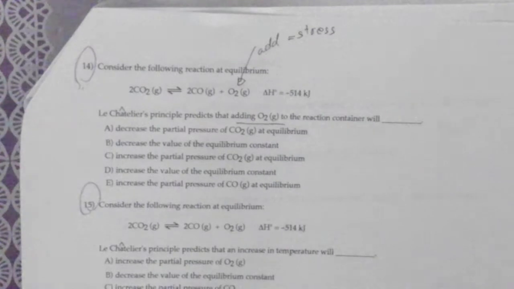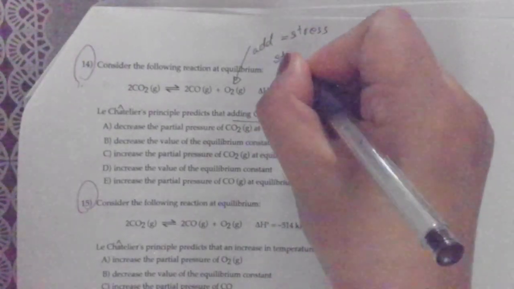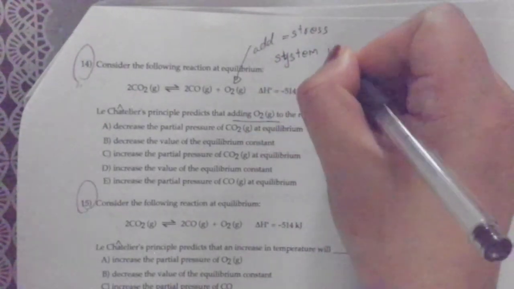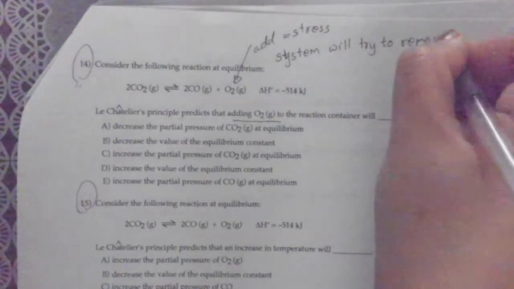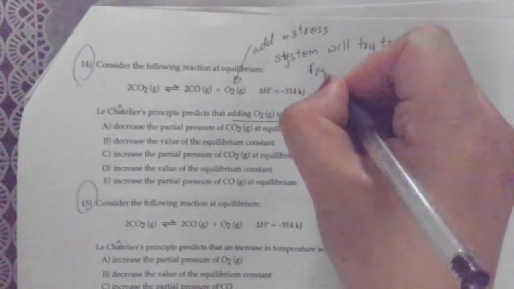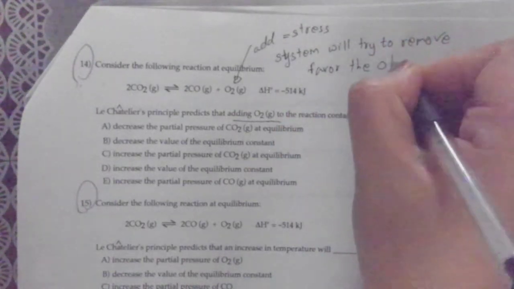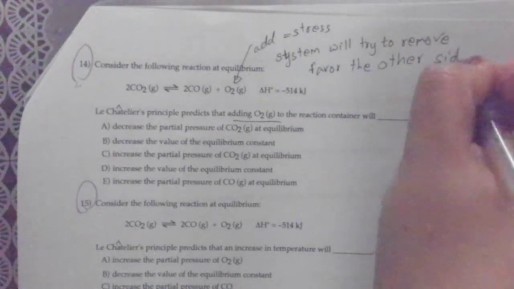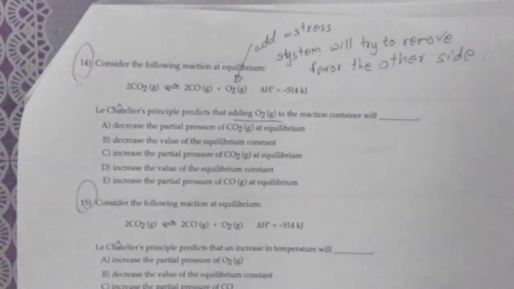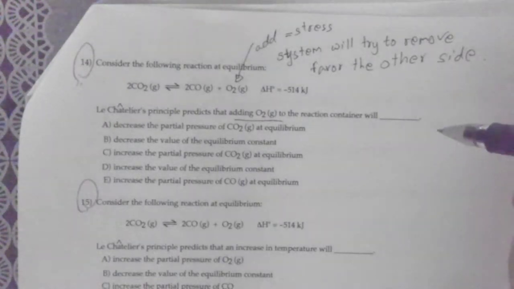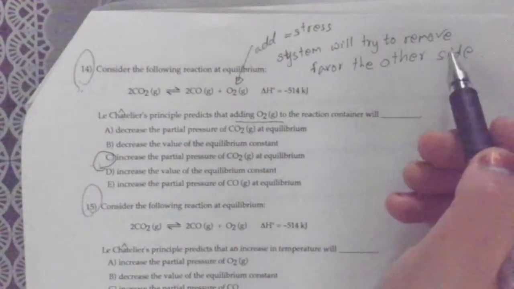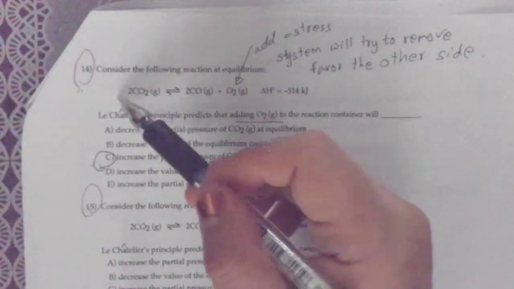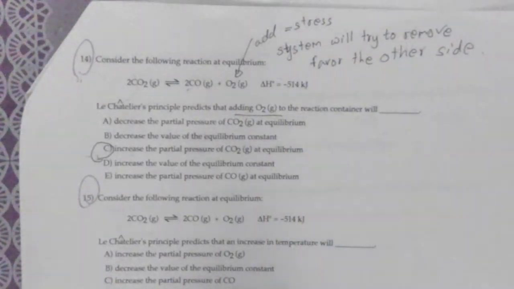Okay, so what is the system gonna do? The system will try to remove the stress, so it's gonna favor the other side. That's always the case. Therefore, in number 14, the only correct answer is gonna be C, because in this case you're gonna make more of this and less of this. That's all it's saying.